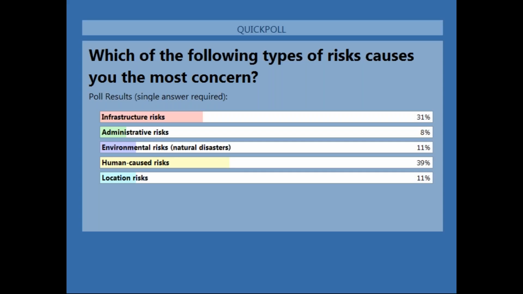Thank you for that. And just a quick couple of comments, I think you can all see the results a little bit. About a third are infrastructure risks that we just talked about. A little bit more than that, 40% are human-caused risks. To a lesser degree are those location risks, and I do understand that. My only comment on location-based, and we'll talk about that later.